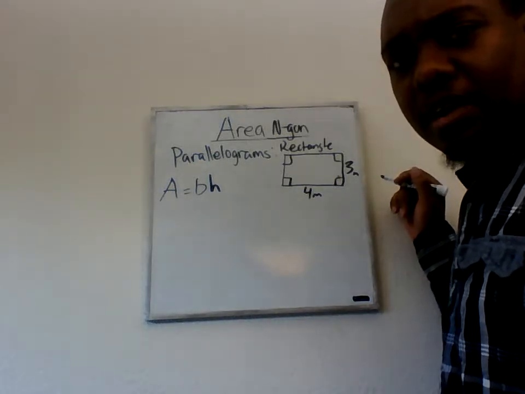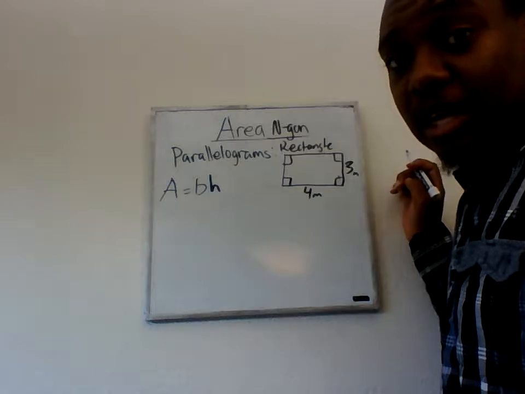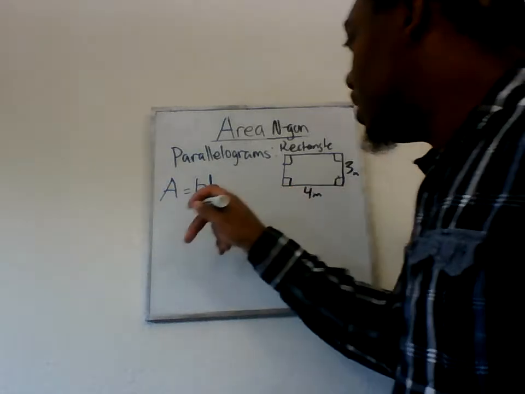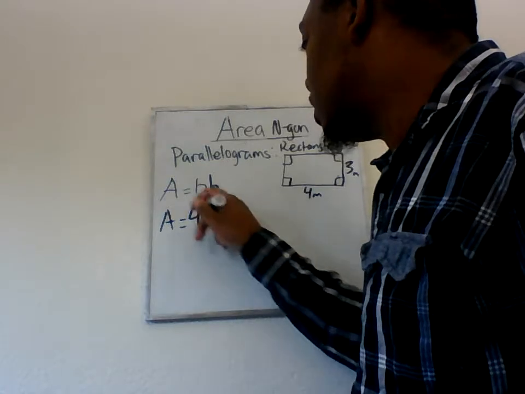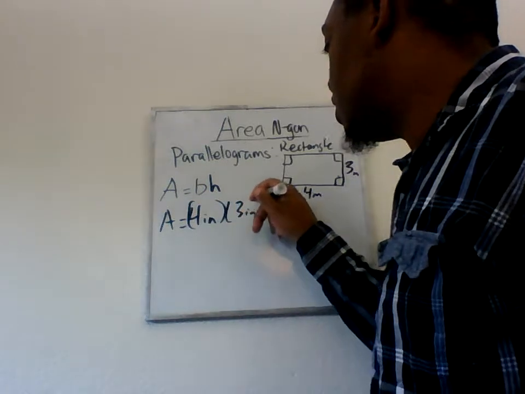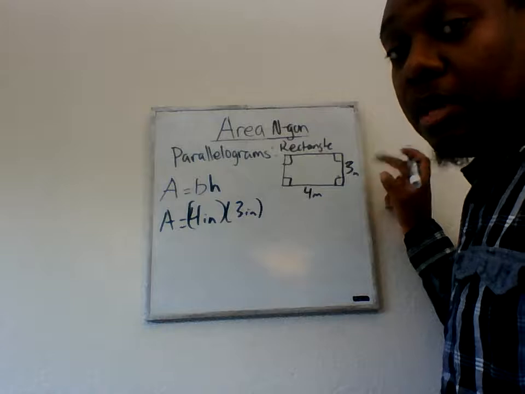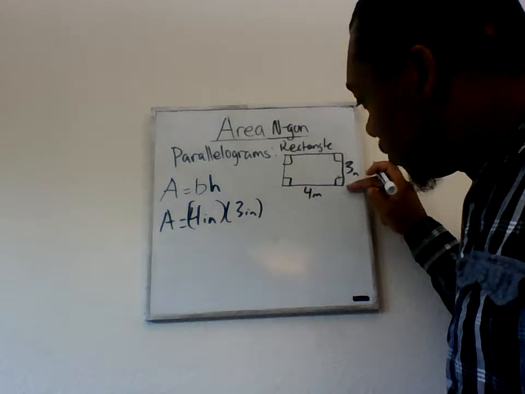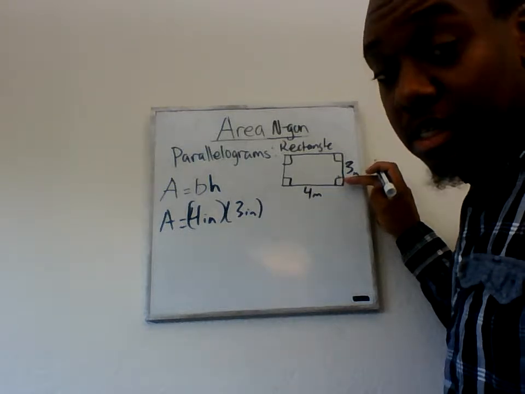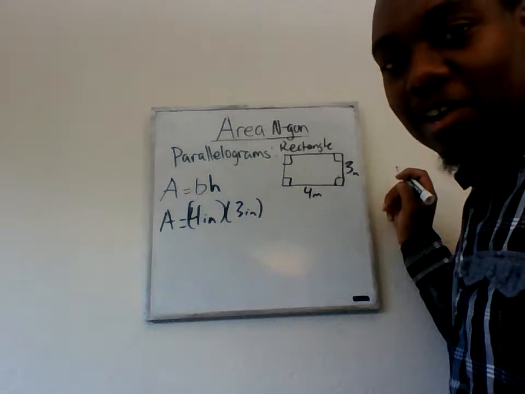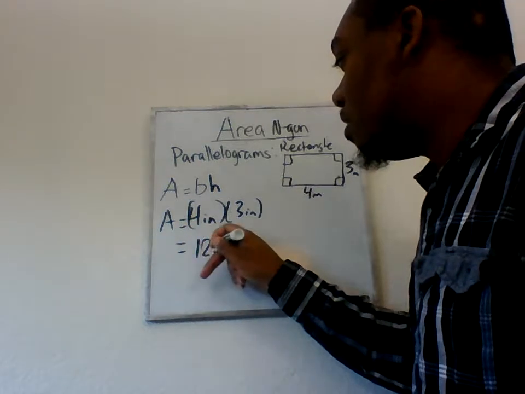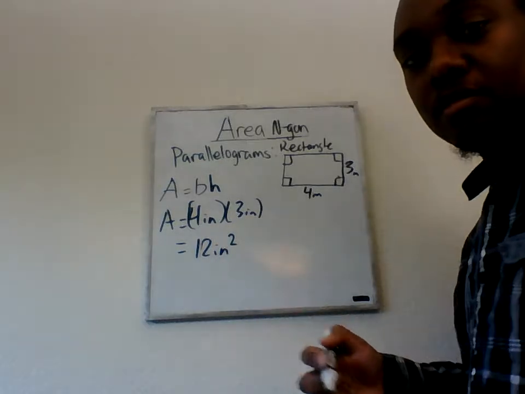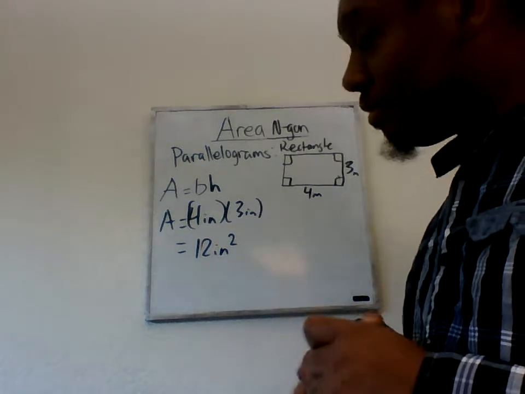How do we find the area of this? Oh, it's still base times height. That's right. So area would be the base, 4 inches, times the height, 3 inches. Well, how do I know 3 inches is the height? Because remember, height is drawn from one vertex straight down to form 90-degree angles. Since it's a rectangle, it automatically is 90 degrees. So in this case, the area would be 12 square inches. Got to have that square units.